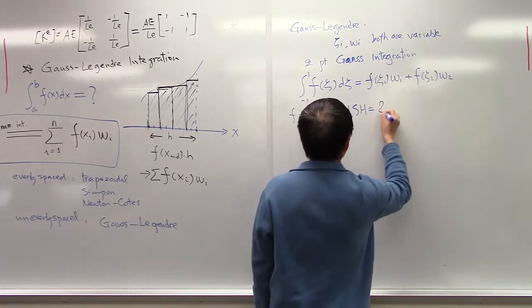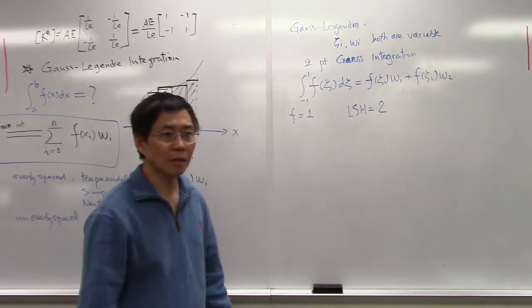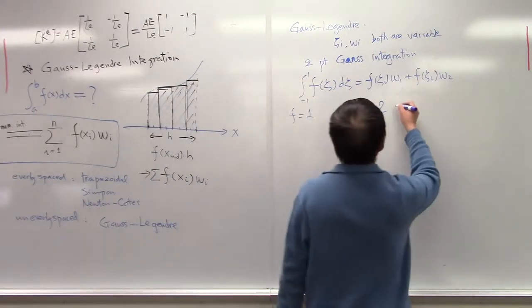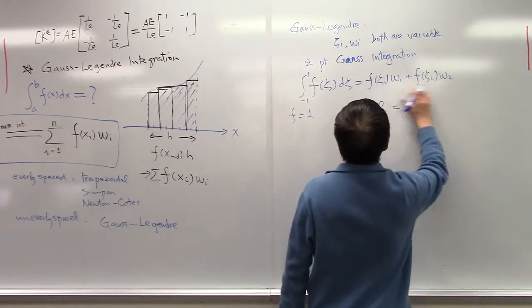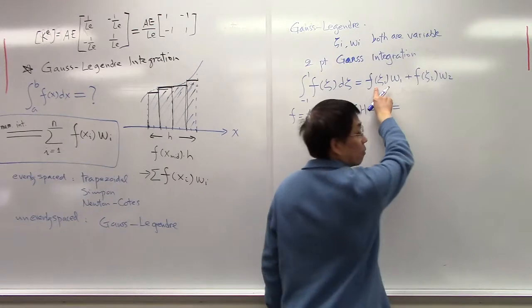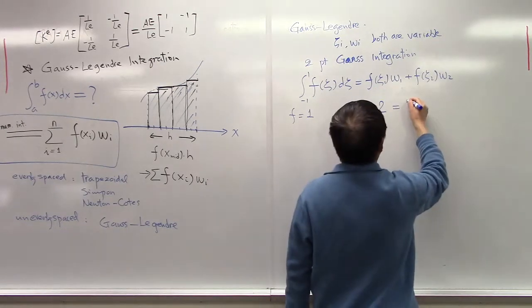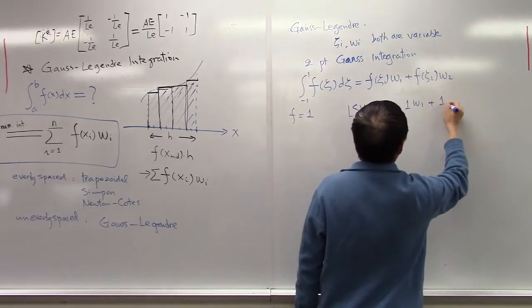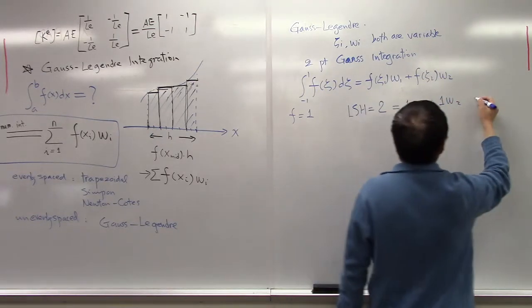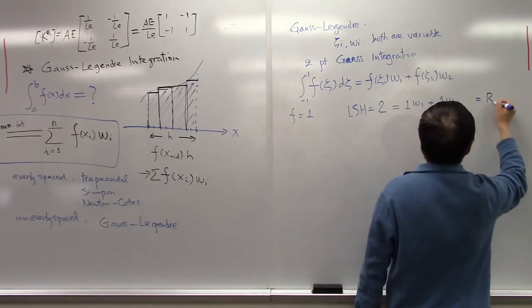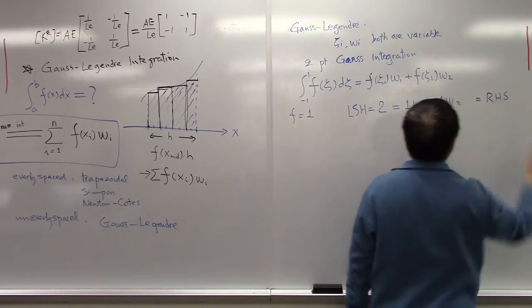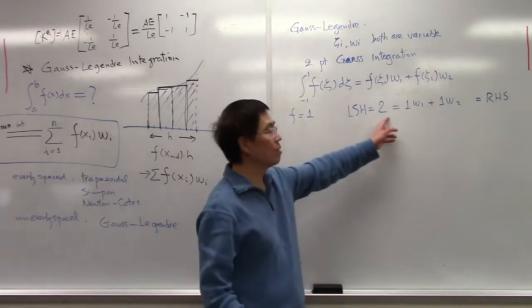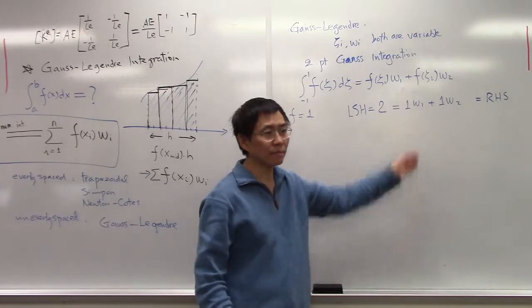is equal to 2, okay? And that's equal to, the right-hand side will be, this is 1, right? 1 times W1. This is 1 times W2. So this is equal to the right-hand side. Okay, this gives me one equation.